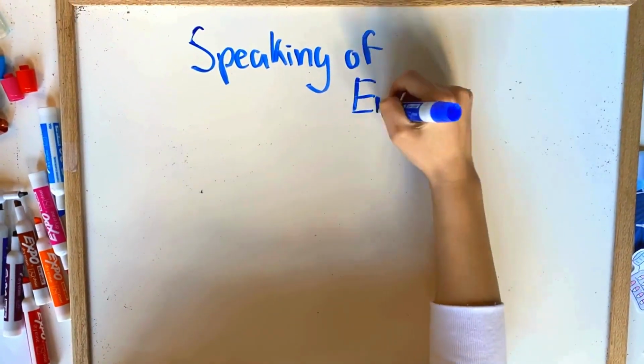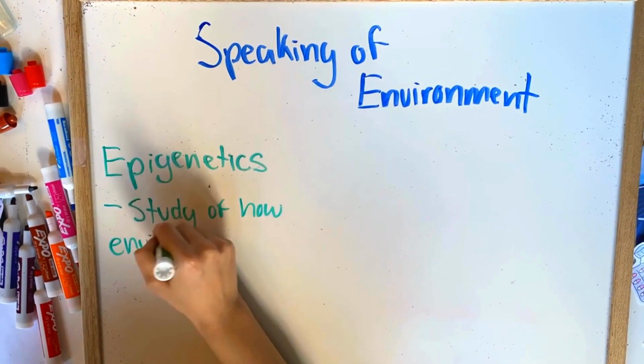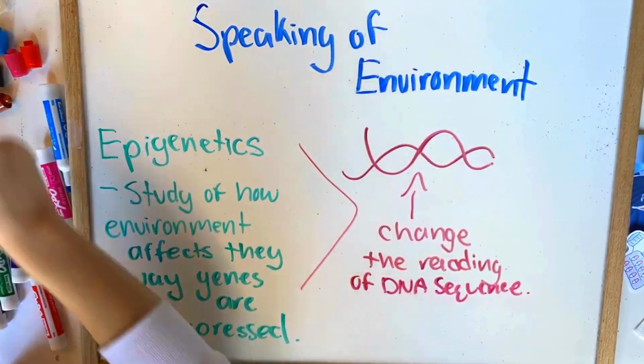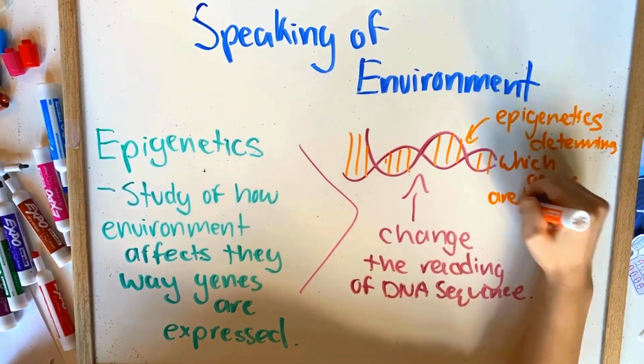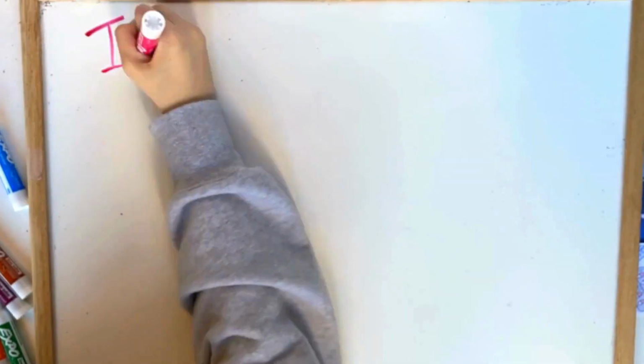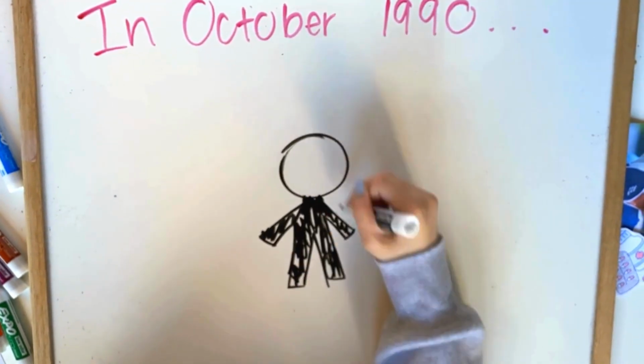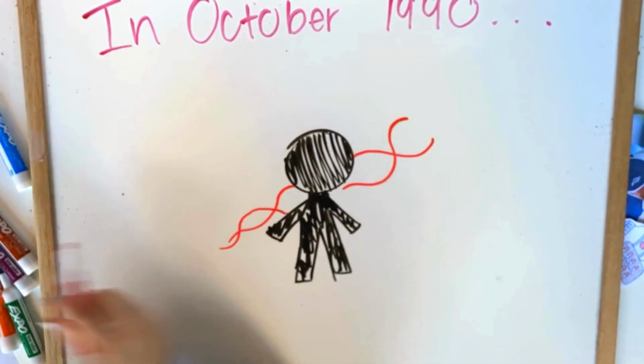This is what epigenetics is, the study of how one's environment can affect the way one's genes are expressed. They do not change your DNA sequence, but change the reading of a DNA sequence by deciding which genes are turned on or off. In October 1990, scientists began to develop the process of producing maps of the entire genetic makeup of a human being, known as the Human Genome Project.